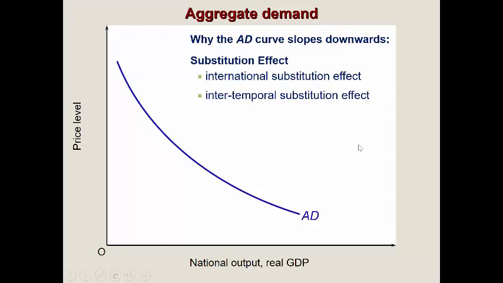There's a second reason for this downward slope, and that's the intertemporal substitution effect. For a given money supply, with high prices, the economic agents, which could include government, firms, or consumers, usually demand more money. If prices increase, we need more money to purchase the goods and services produced domestically. This implies that demand for credit, or bank lending, increases. As a result, interest rates increase.